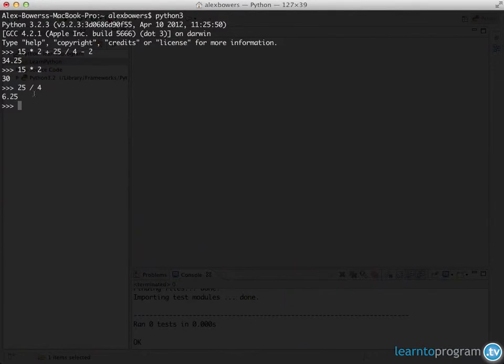Now, the easier and better way to write this would have been 15 times by 2 plus 25 divided by 4 minus 2. That would be the better way to have written it, and it gives you the exact same answer, but looking at that, you immediately know what's going to happen when. So that is the order of precedence in which arithmetic logic operators follow within Python and most other programming languages.